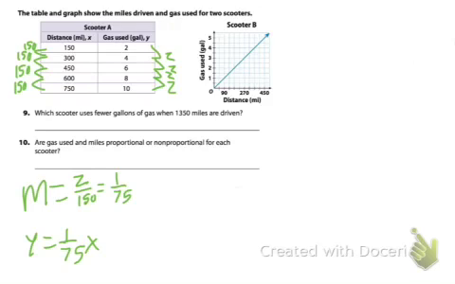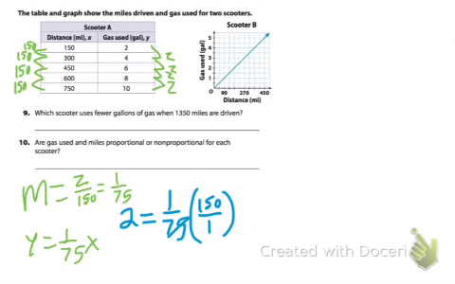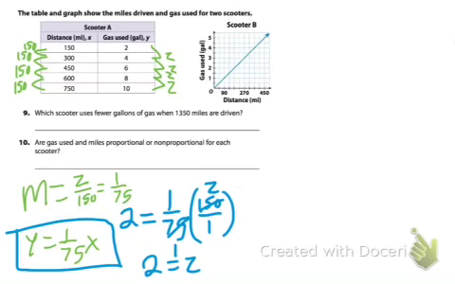75x. Let's plug in some numbers. Let's just use the first one. So y2 is, actually we're going to move over here a little bit. 2 is 1 over 75 times 150 over 1. Well, we can divide these both by 75. We get 1/2. So 2 equals 2, which tells us that this is our equation for scooter A.